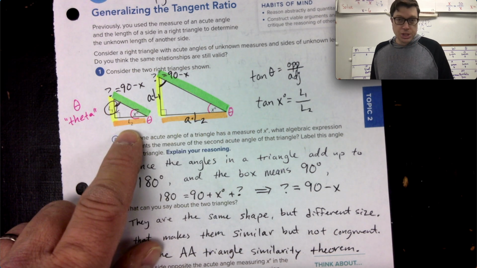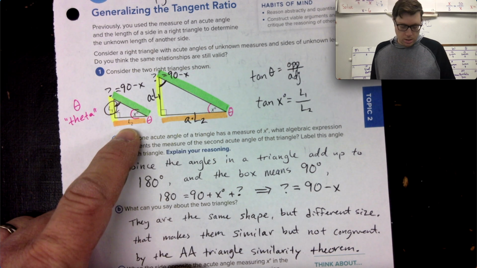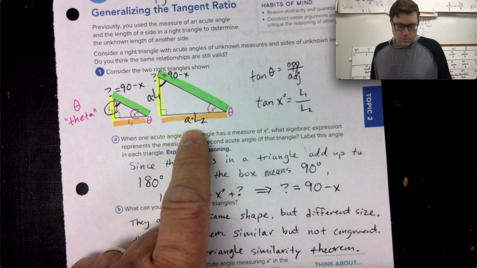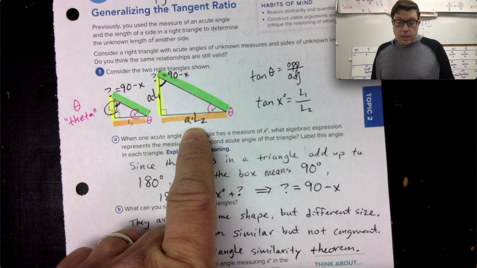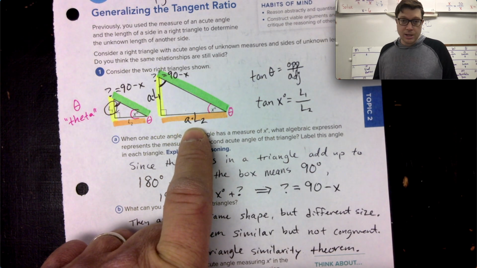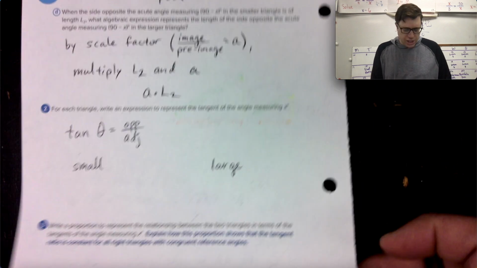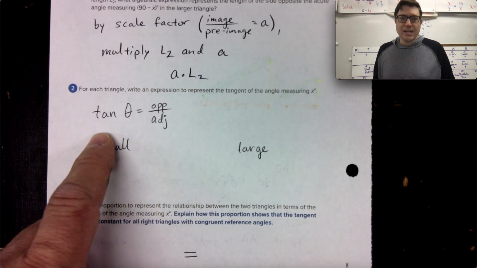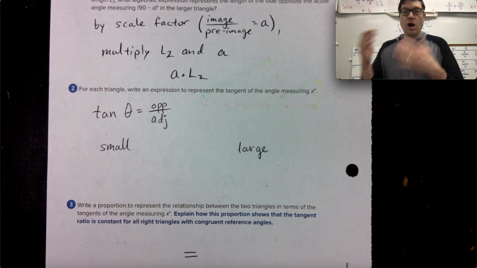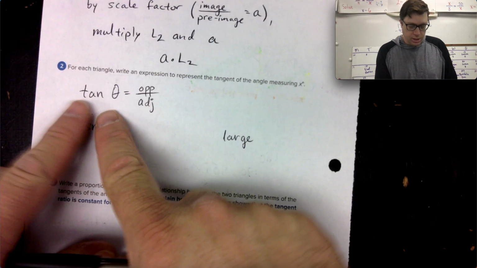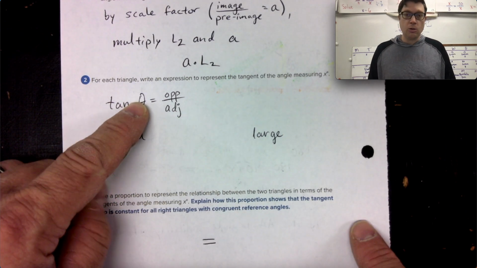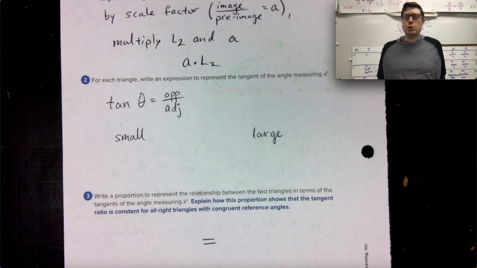You take L2, L sub 2. The little 2 is below the L, so like a submarine, L sub 2. A times L sub 2 is the length of the other triangle's corresponding side length. And we're going to use that ratio to write the tangents of both triangles. Remember, tangent is the idea of opposite over adjacent. So the tangent of an angle, the reference angle, is going to be the fraction of opposite to the adjacent side.